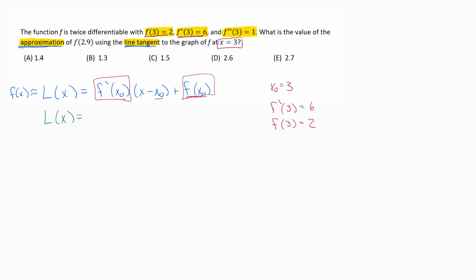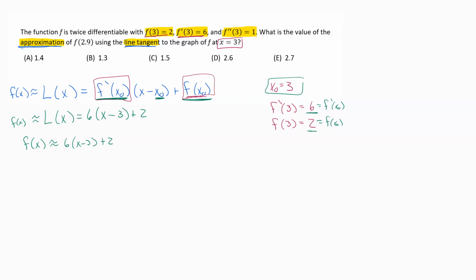So I start plugging in for my equation. I need my f prime of x naught value, so that's going to be 6. That'll be times x minus my x naught value, which is 3. And then we're going to add to that f of x naught, which we got from the beginning of the problem. That was 2. So this now is our equation here for approximating what f of x is. F of x is approximately 6 times x minus 3 plus 2.